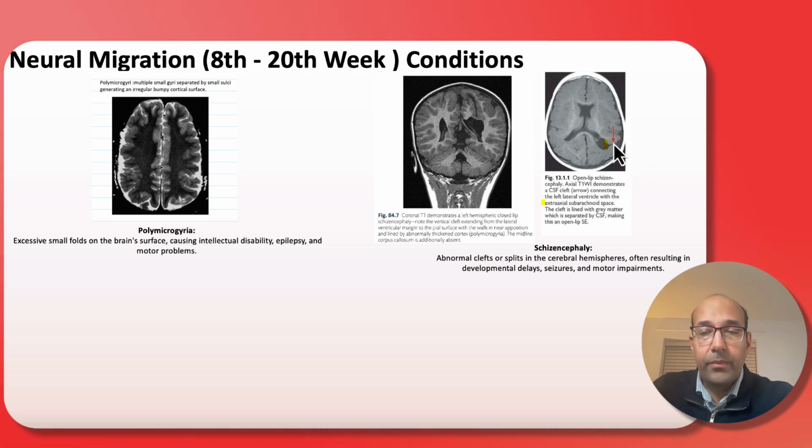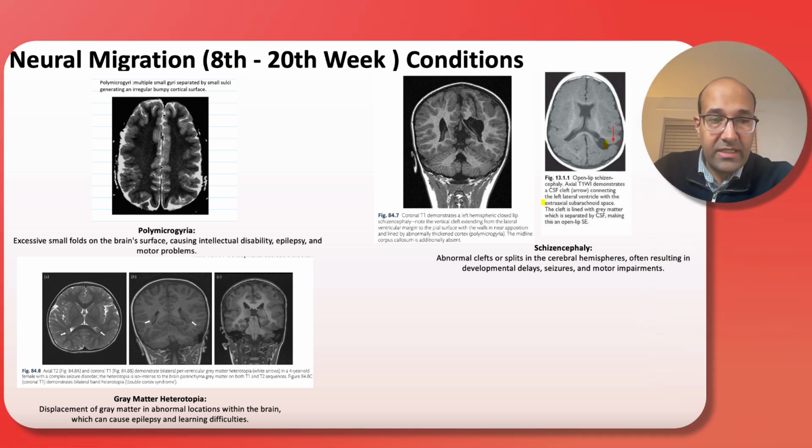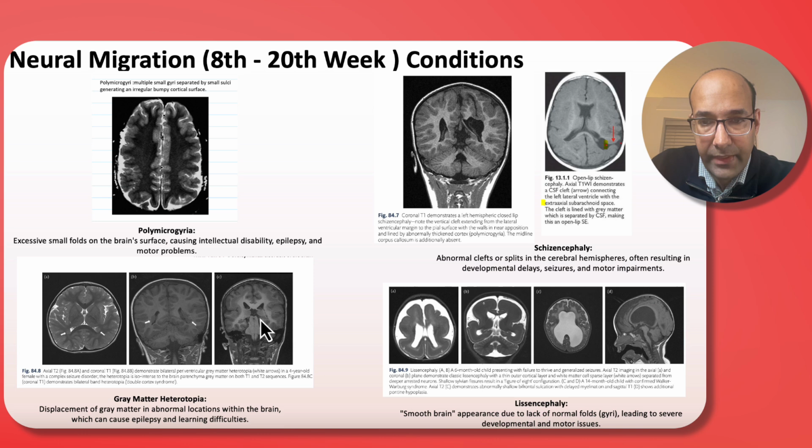It can be a closed or open lip. This is the open lip and this is the closed lip. Next is gray matter heterotopia, where the gray matter is in abnormal locations in the brain, as we can see here, in the intraventricular or periventricular area. This is considered gray matter heterotopia.